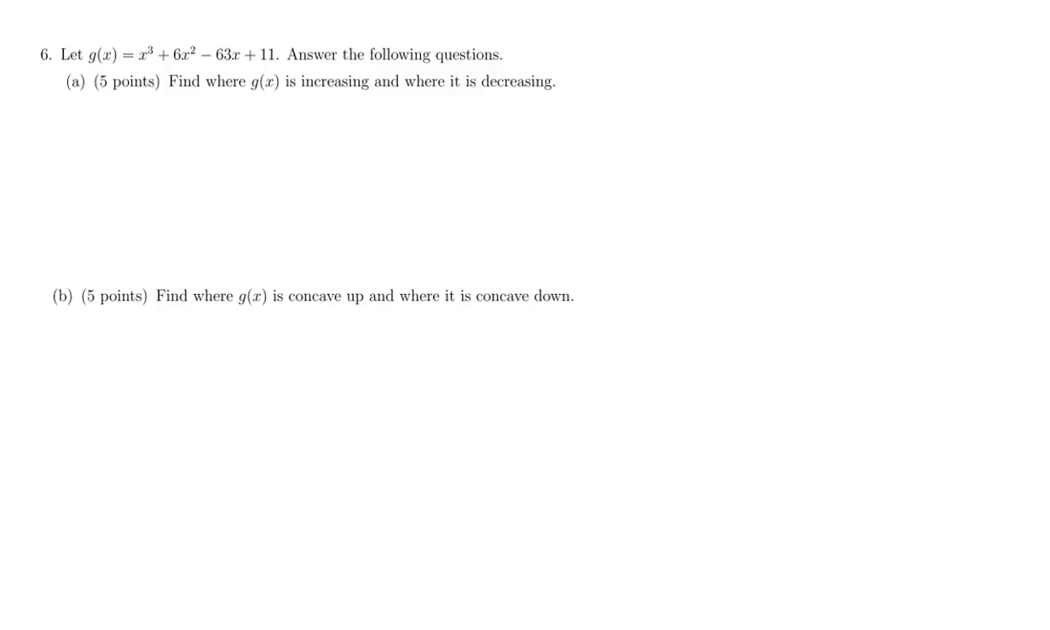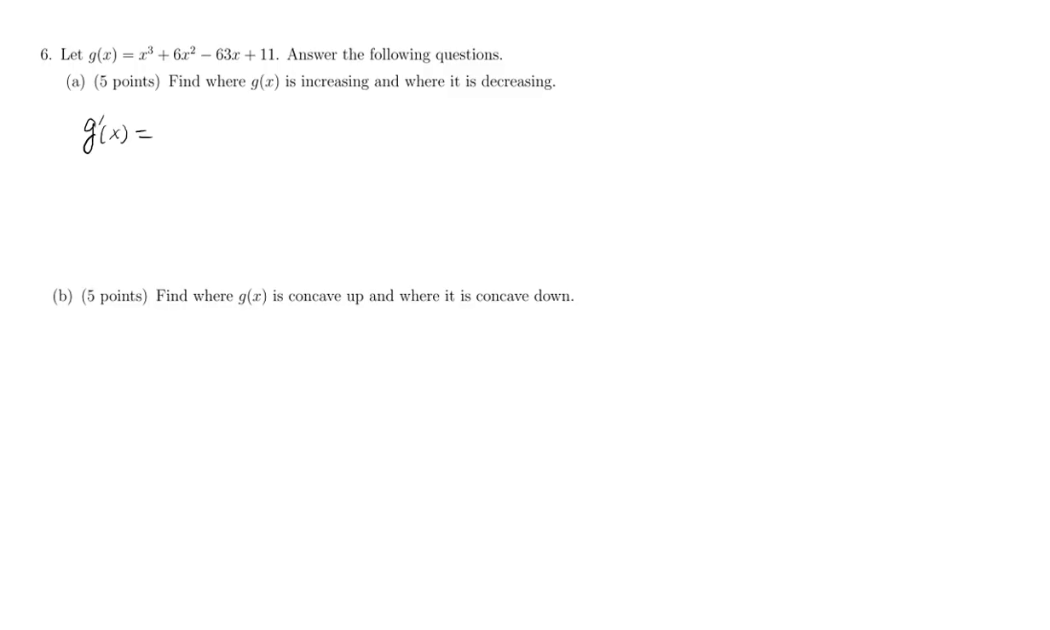Okay, we have g of x equals x cubed plus 6x squared minus 63x plus 11. Answer the following questions. Find where g of x is increasing and where it is decreasing. Now, a function is increasing if its derivative is positive, and a function is decreasing if its derivative is negative. So you should differentiate. When you are being asked increasing or decreasing, immediately you should calculate g prime.